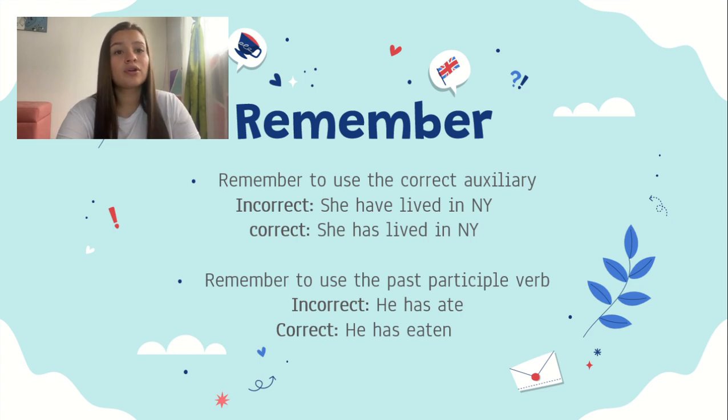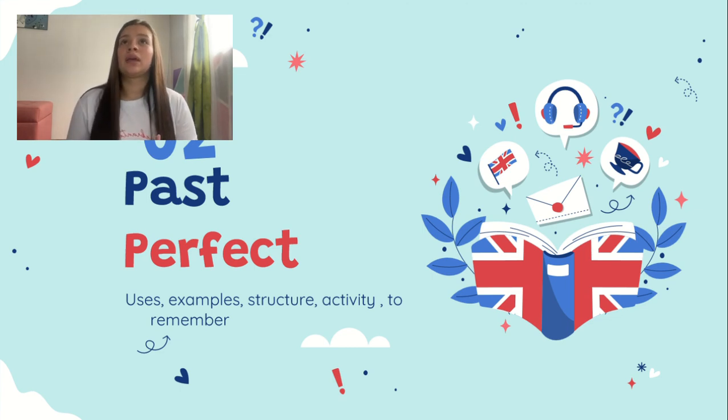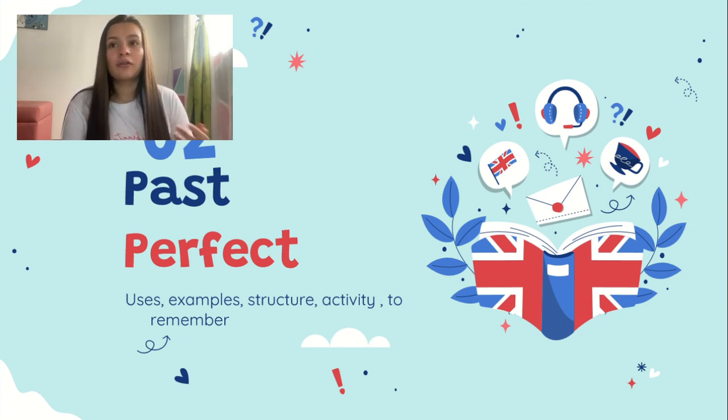No, the correct form is he has eaten. So remember that. The second part is the past perfect. And why did I choose these verb tenses? Because I know it is a little difficult, for example, to know what the auxiliary is, or to learn the verb tenses by heart. So if we practice, it's easier to learn this part. For that reason, we are going to practice that.